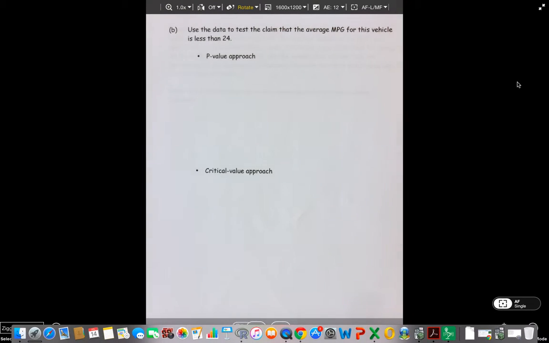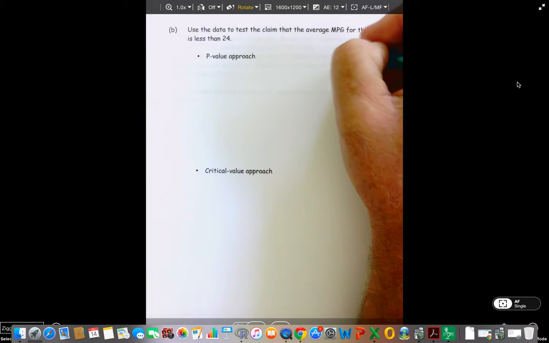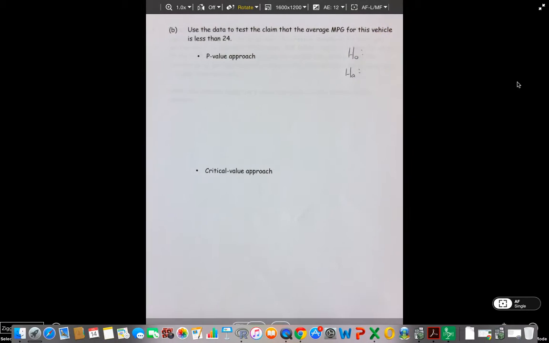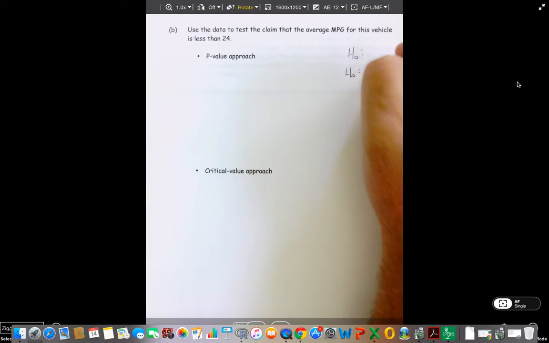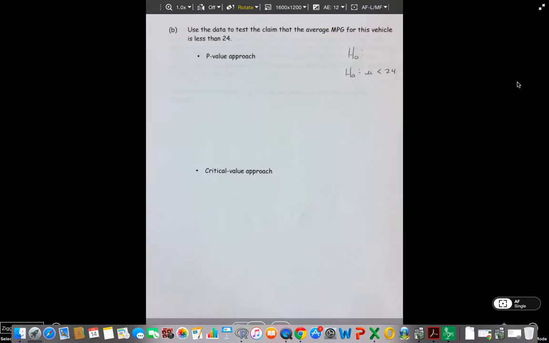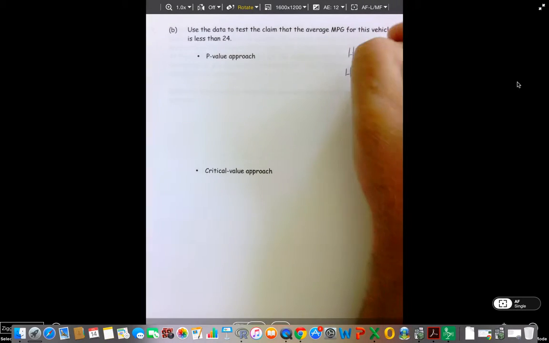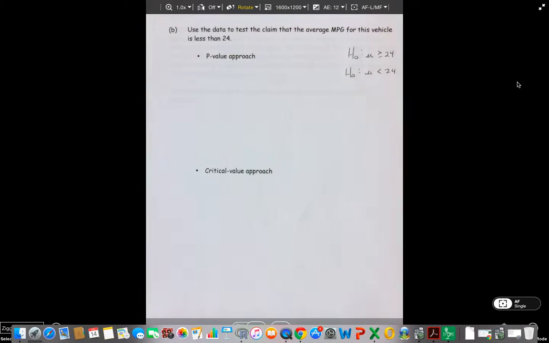All right, now the next thing I want to do is use the data to test the claim that the average miles per gallon for this vehicle is less than 24. Well, guys, this changes our alternative hypothesis. So mu is less than 24, and the way that Hawkes is going to want you to put the null hypothesis is mu is greater than or equal to 24. Okay?